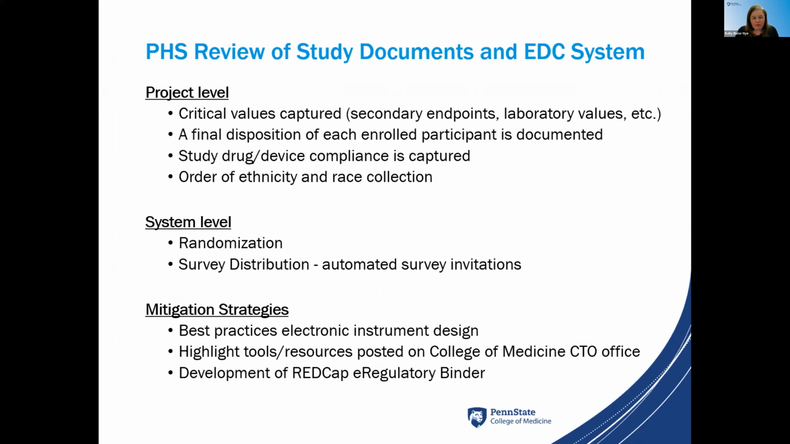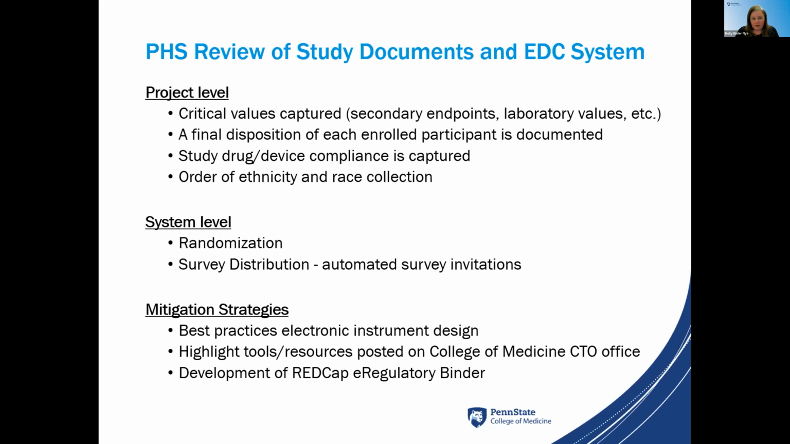So in public health sciences, when we start our risk assessment review, we're starting with the review of the study documents and the electronic data capture system. From the project level, we're looking for critical values being captured in the study documents and in the EDC system. We're looking for the secondary endpoints. Sometimes we see that those are missing, or laboratory values that are used to verify eligibility criteria. So those are the things that we're making sure are in the EDC system before the study would start. Also documenting the final disposition of each enrolled participant, and the study drug compliance for an overall metric at the end of the study.